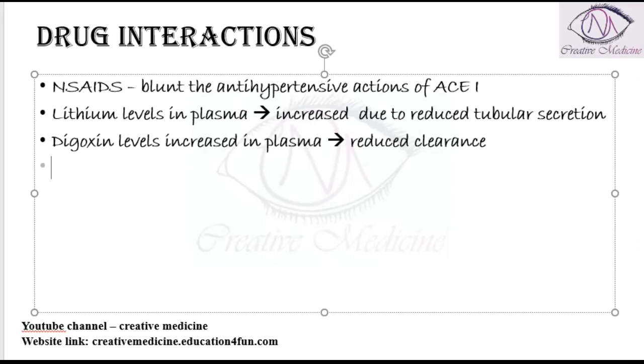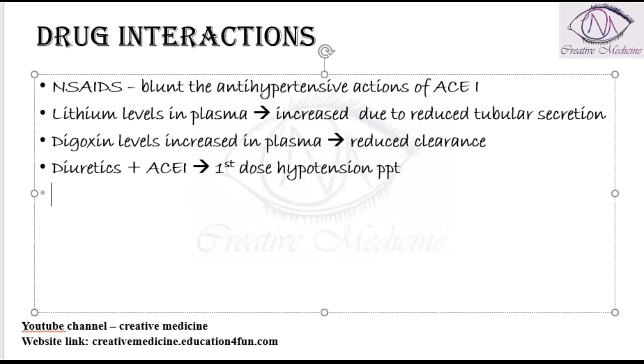If you give ACE inhibitors with diuretics, then there is one problem, that is first dose hypotension can occur more. First dose hypotension will precipitate if you give diuretics with ACE inhibitors, because both these will cause decrease in blood pressure. Diuretics decrease blood pressure, ACE inhibitors decrease blood pressure. So overall, the first dose hypotension levels will increase. The episode of first dose hypotension will precipitate.